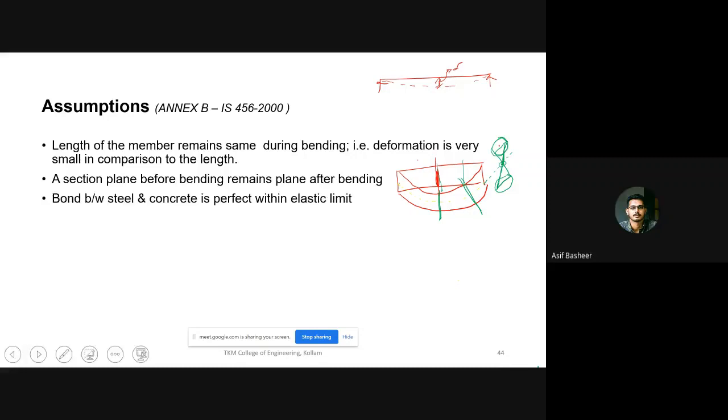Next one, the bond between steel and concrete is perfectly within the elastic limit. That is, it obeys Hooke's law. Whenever you are applying a law, the strain and stress variation will be linear.